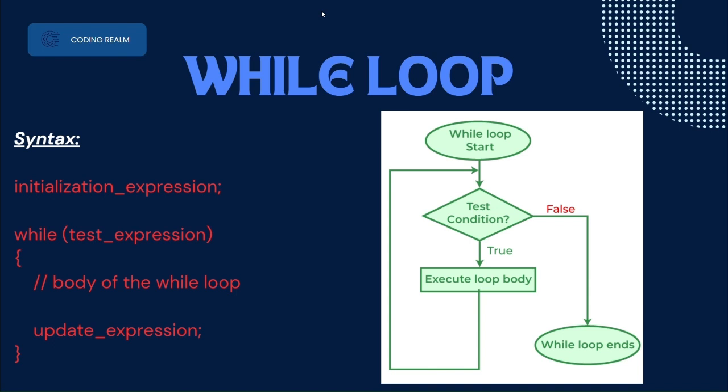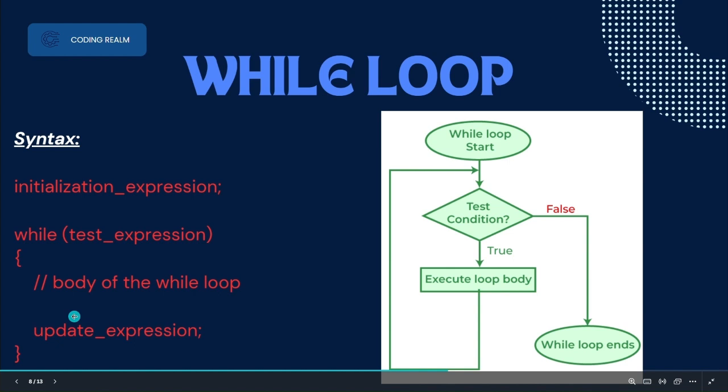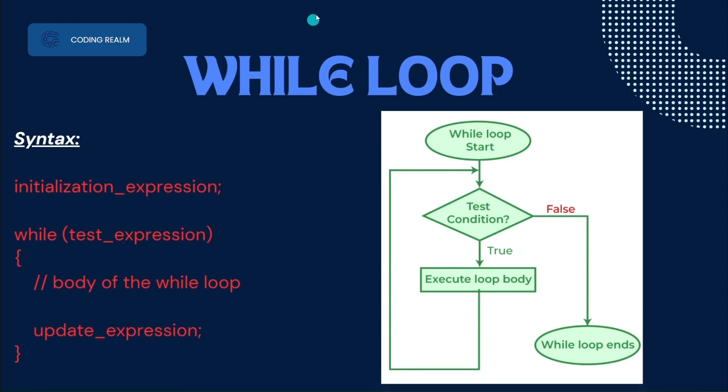The while loop. The while loop does not depend on the number of iterations. The execution is terminated on the basis of the test condition. If the test condition becomes false, it will break from the while loop, else the body will be executed. Let's see the syntax of the while loop. We have the initialization expression, while the test expression, the body of the while loop, and finally the update expression. This is the syntax of the while loop.